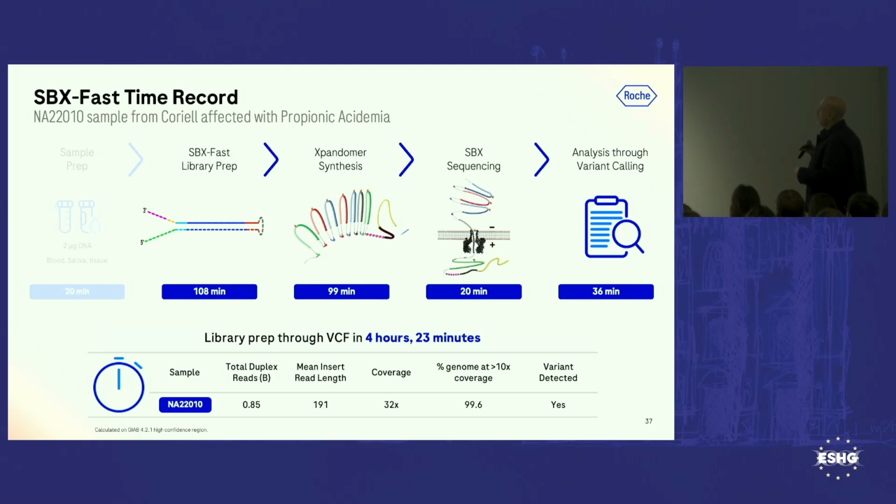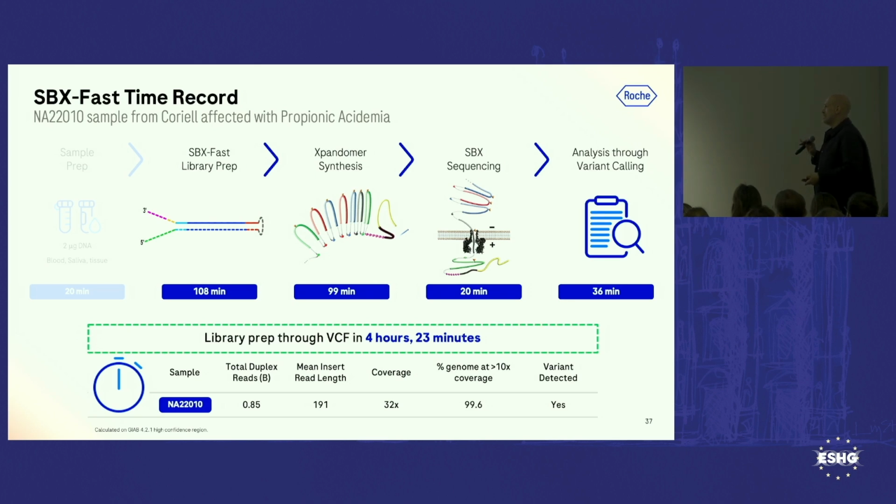In February, we were at 6 hours and 25 minutes. We're now at 4 hours and 23 minutes for library prep through VCF. And there's still more room to improve on this, so we'll keep working on it. Our goal originally was to be able to do trios within a normal workday. I think we're going to be well within that. Sean will cover some of that in his talk.